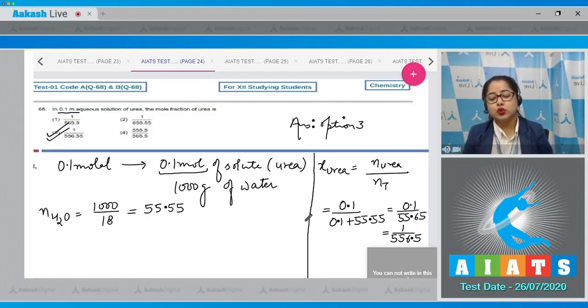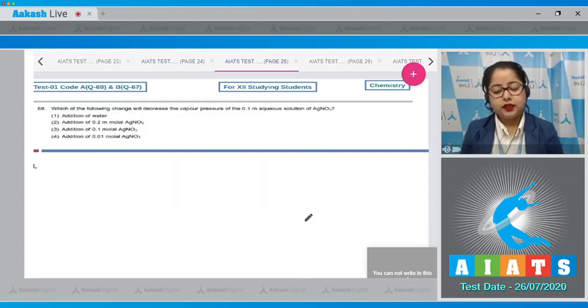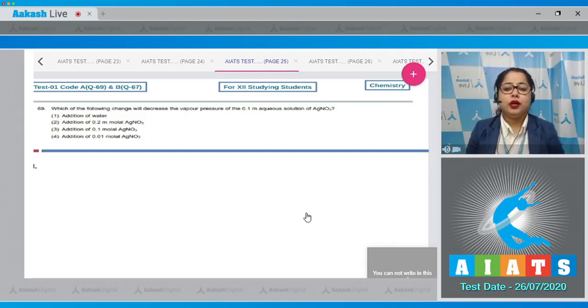Moving to next question, students, which is 69. Let's read the question, students. Which of the following change will decrease the vapor pressure of 0.1 molal aqueous solution of AgNO3? Students, as we all know, the more the concentration of solute in the aqueous solution, the lesser will be its vapor pressure. So let's find out in which case the concentration of solute in the solution will increase. As a result, the vapor pressure will decrease.